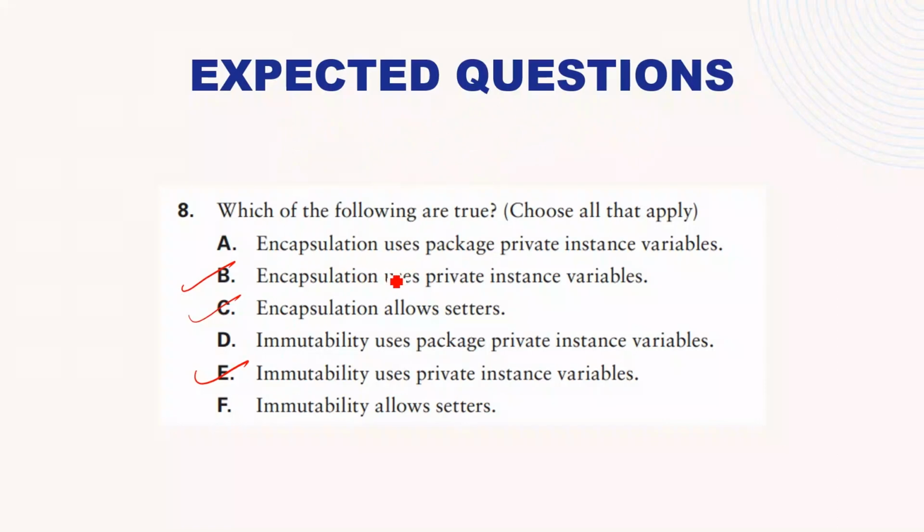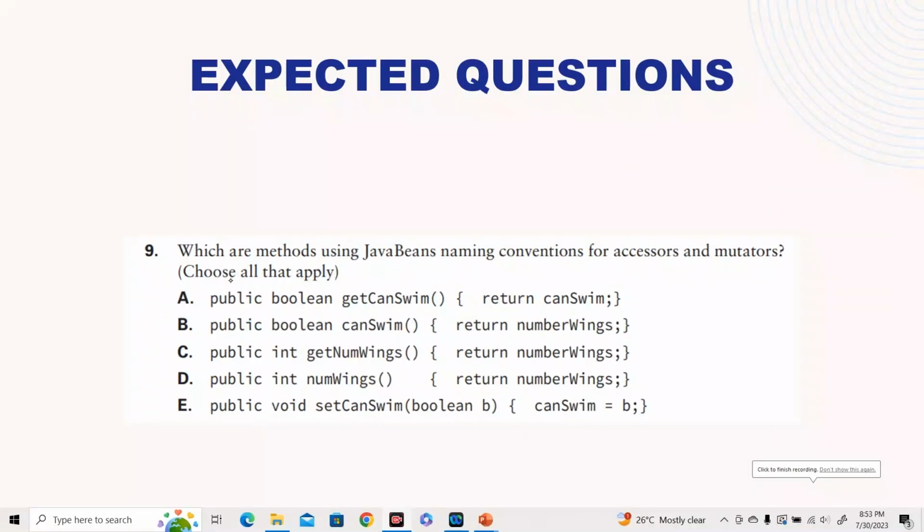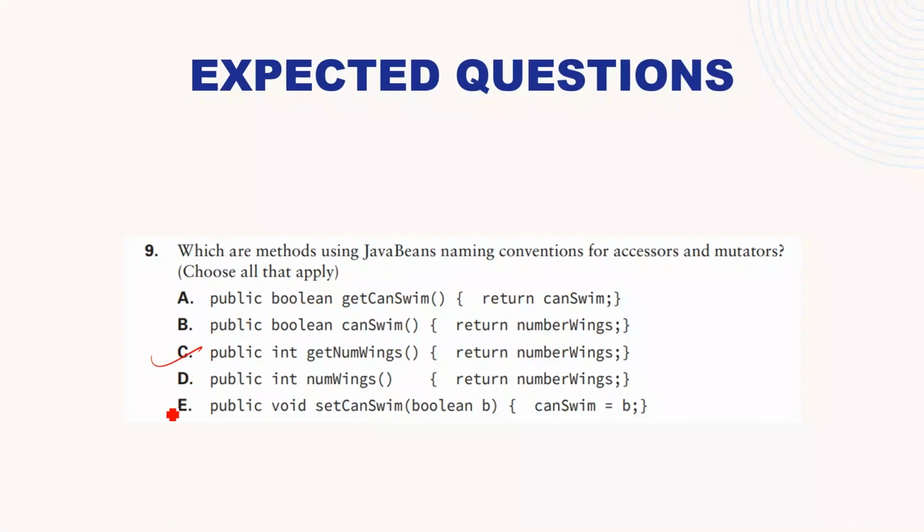I hope that is making sense, guys. So question number 9: which are methods using Java Beans naming conventions for accessors and mutators? Accessors and mutators are nothing but getters and setters. If you see through the options, I would say that C and E are the correct options.